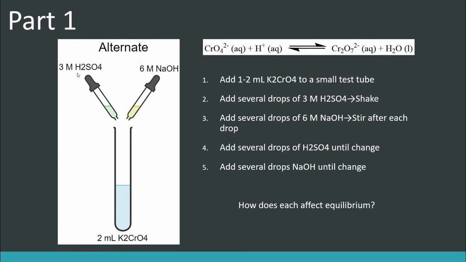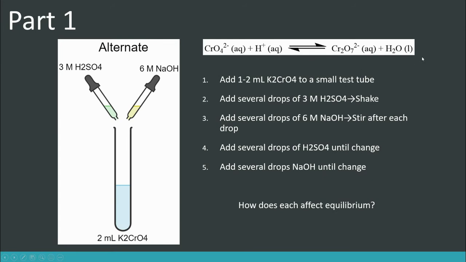It's a very pretty lab. So in part one, you're going to be working with chromate. You're going to get 2 milliliters of potassium chromate, and you're going to alternate between adding 3 molar sulfuric acid and 6 molar sodium hydroxide. You're going to notice a color shift as you add drops.